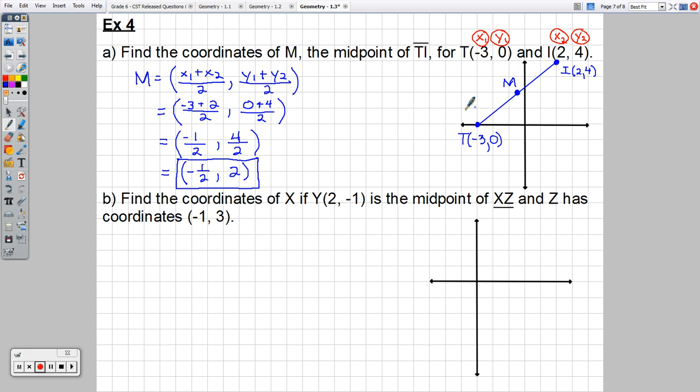Go back to the picture. If they didn't give you a graph, it would be a good idea to draw a graph and just check and see that it's a sensible or reasonable answer. And being the midpoint, we know that this would be congruent, TM to MI.